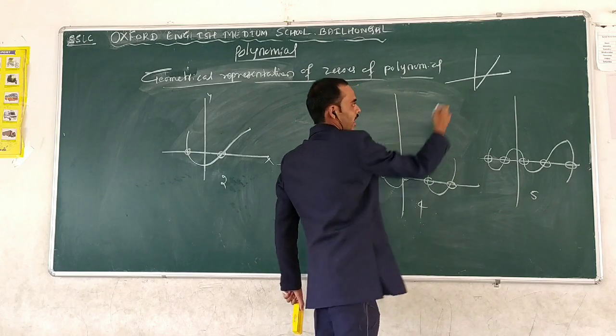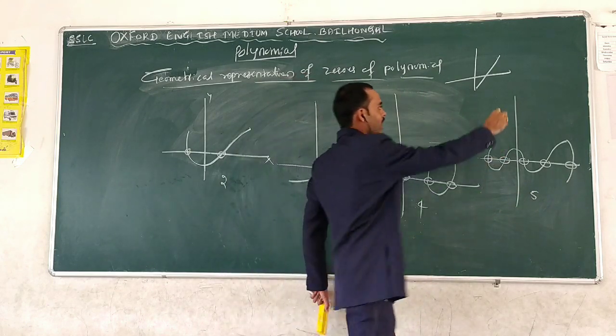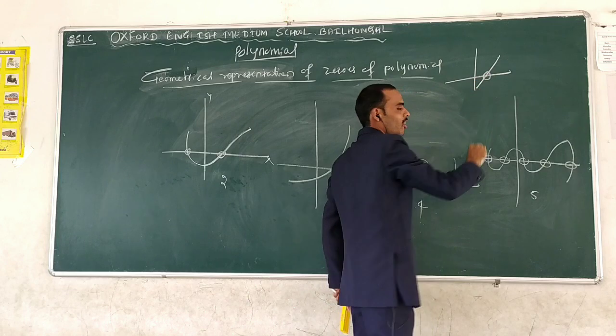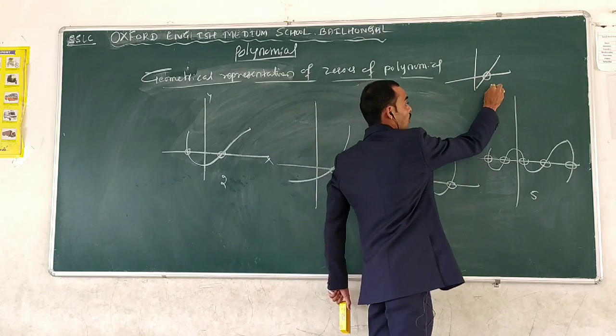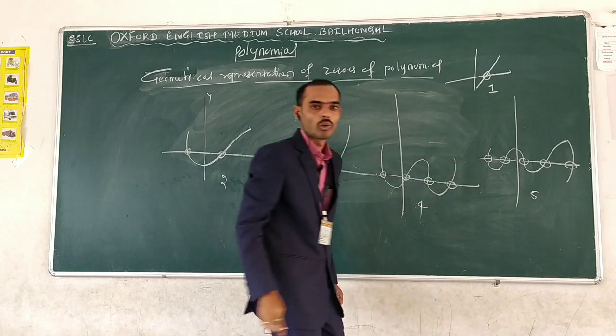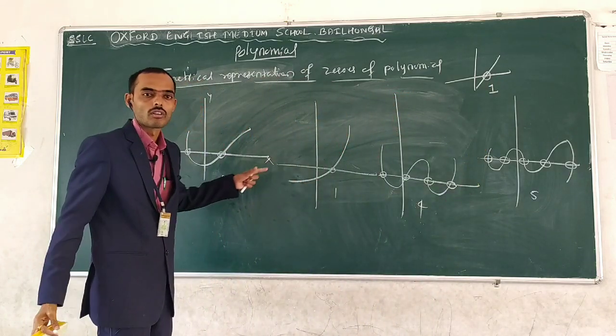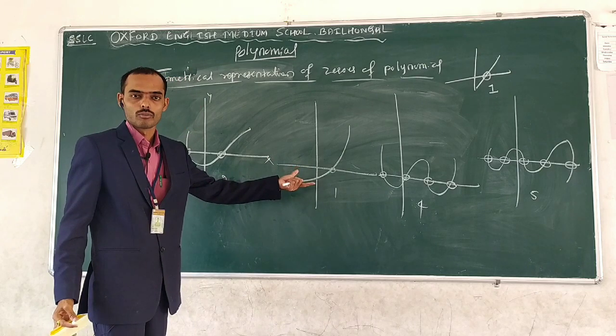Finish. So, in case of straight line what? The straight line passes through the single point on the x axis. Therefore, how many zeros of the polynomial? There is only 1 zero of the polynomial. So, this is very important concept from the examination point of view.